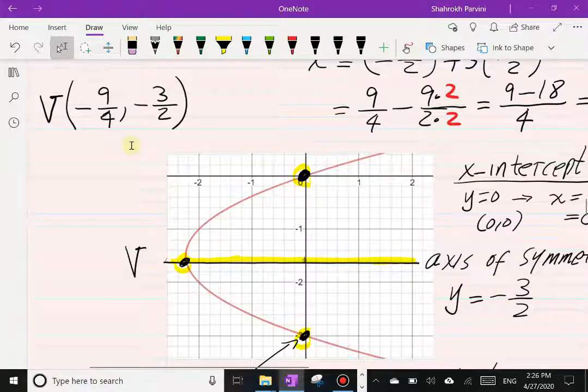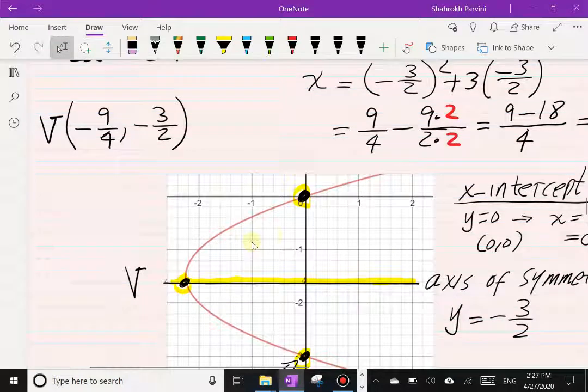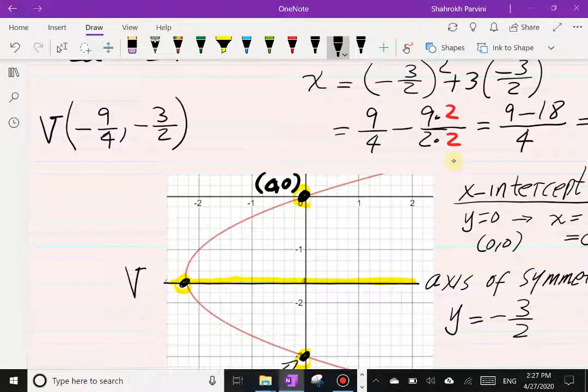A must-have point is the vertex. So here's the vertex. And remember, this is going to open to the right because A was positive. Now my other point, again, remember, we would like to stay with the x-intercept. The x-intercept is the C part, where C is 0 here. Or you can just make y 0, and you can see x would be 0. Therefore, 0, 0 is where the x-intercept is, and on the graph it's right here.